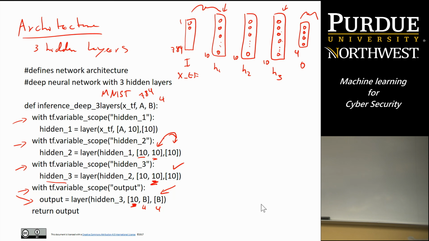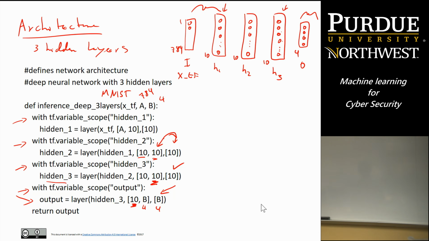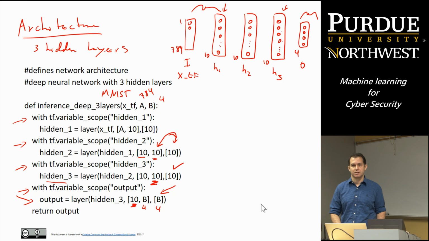this should be 784. This B, I guess, should be 10. I don't know why I wrote 4. I think because I did that drawing as 4. But the actual MNIST is definitely 10 classes.